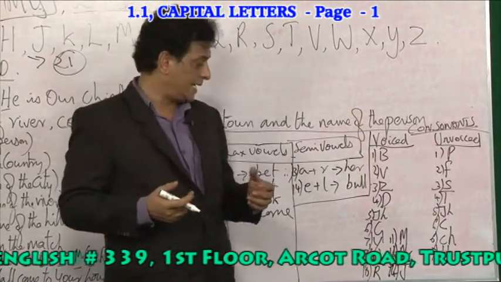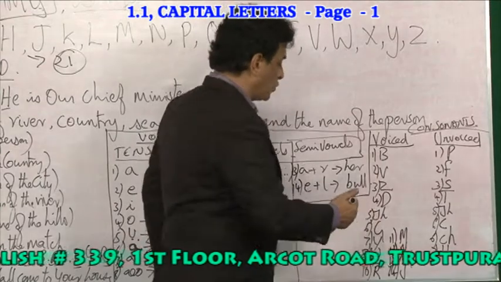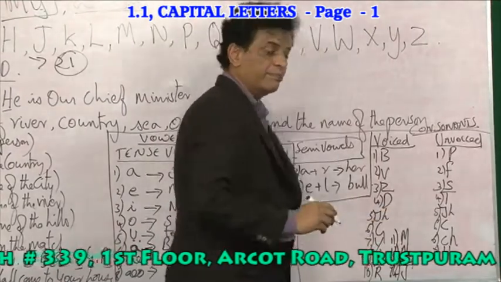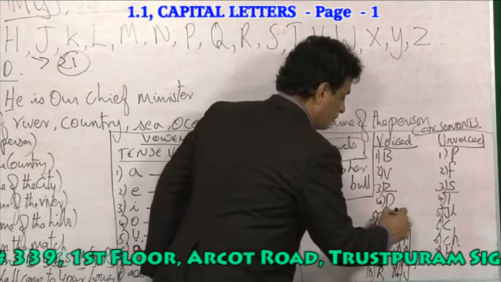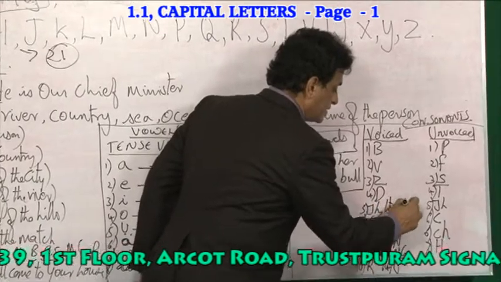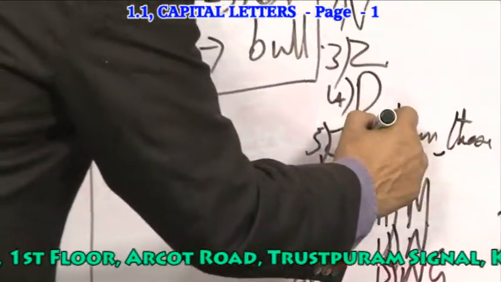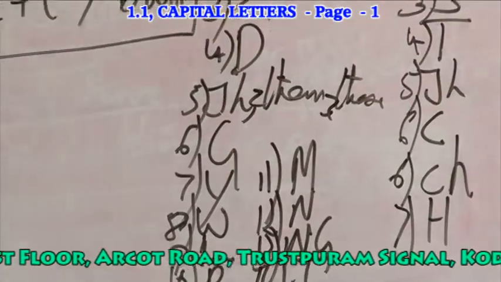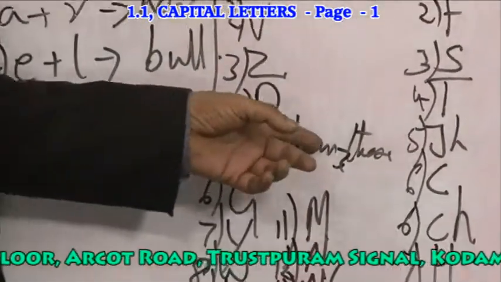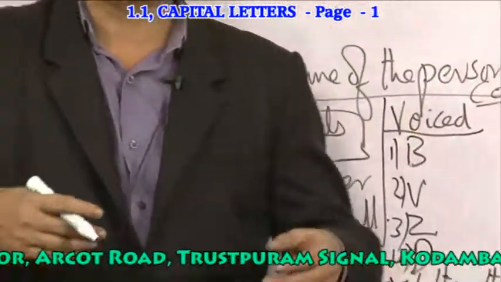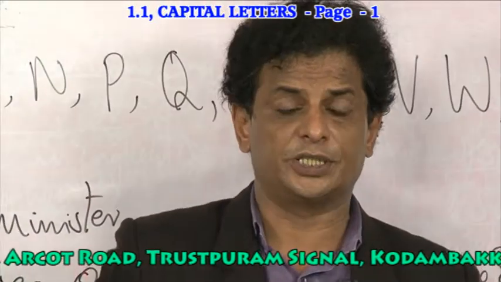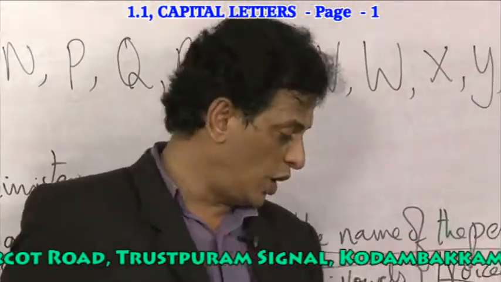TH as what? As a pronoun, for example, them, these, those. These are voiced consonants because you are adding Z in front of them. Is them, is these, is those. But TH as a noun, for example, thermometer, thanks, it is unvoiced.